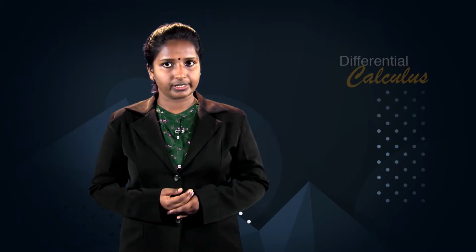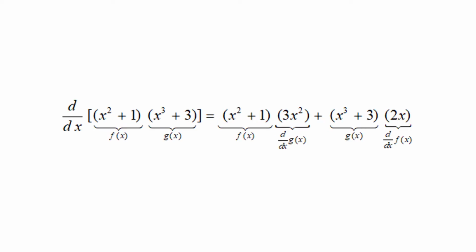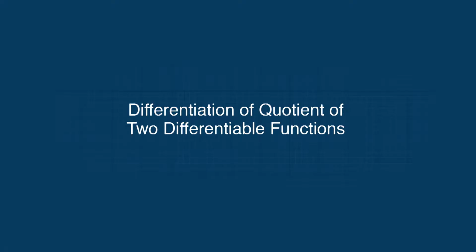From the product rule with f of x equal to x² + 1 and g of x equal to x³ + 3, we find d/dx of (x² + 1)(x³ + 3), which is equal to (x² + 1)(3x²) + (x³ + 3)(2x), which is equal to 3x⁴ + 3x² + 2x⁴ + 6x, which is equal to 5x⁴ + 3x² + 6x.